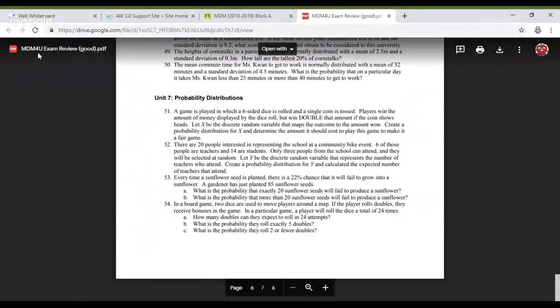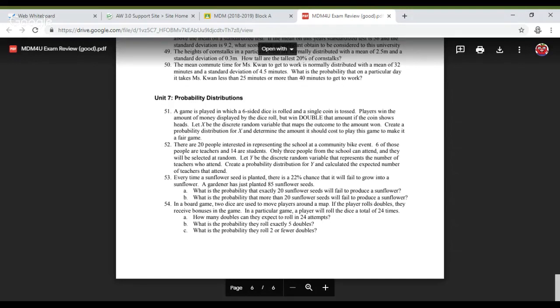Board game. 2 dice are used to move players around a map. If they roll doubles, they receive bonuses. In a particular game, they will have to roll 24 times. How many doubles can they expect to roll in 24 attempts? So this is a binomial experiment. We're going to do a trial 24 times, and 1 trial is rolling 2 dice. Every time I roll the dice, I can calculate the probability of rolling doubles is 1 in 6, or 6 in 36 if you prefer, but it's 1 in 6. And that doesn't change no matter what happens.